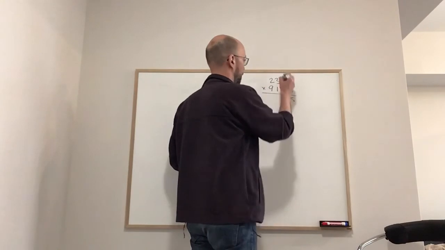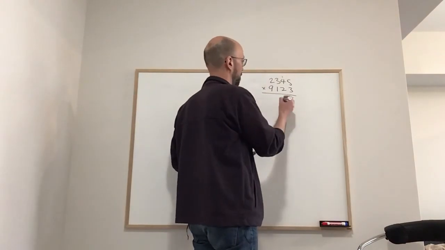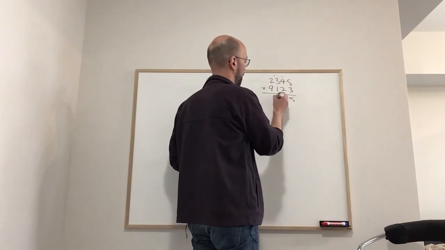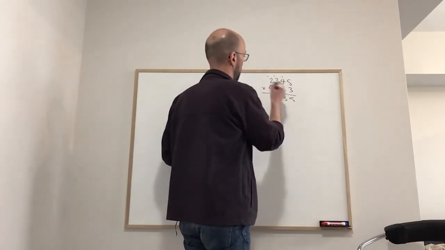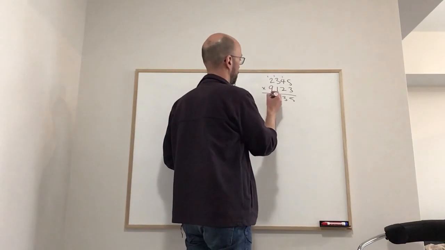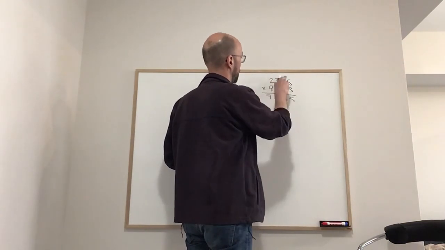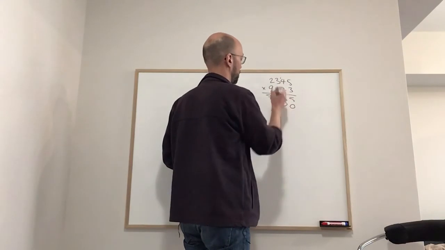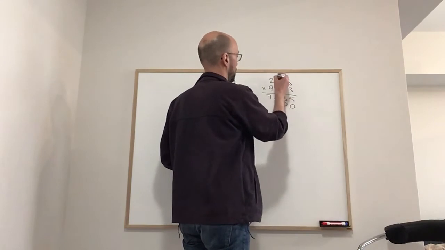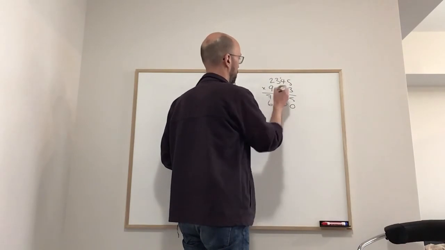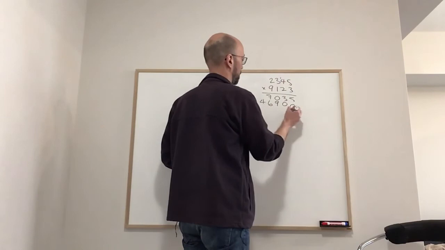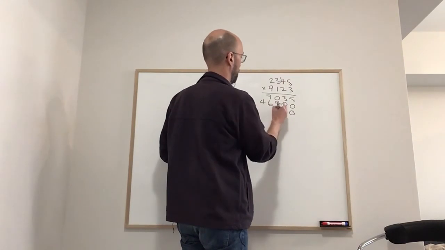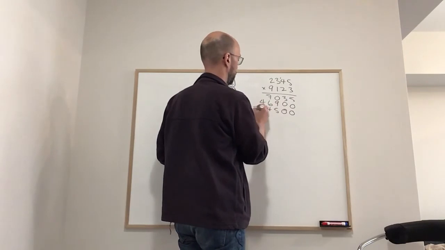This is 3 times 5 is 15, carry that. 3 times 4 is 12, plus 1, carry that. 3 times 3 is 9, plus 1. 3 times 2 is 6, plus 1 is 7. Okay, 2 times 5 is 10, so I've got a 1. 2 times 4 is 8, I've got a 9. 2 times 3 is 6, 2 times 2 is 4. Okay, 5, 4, 3, 2.